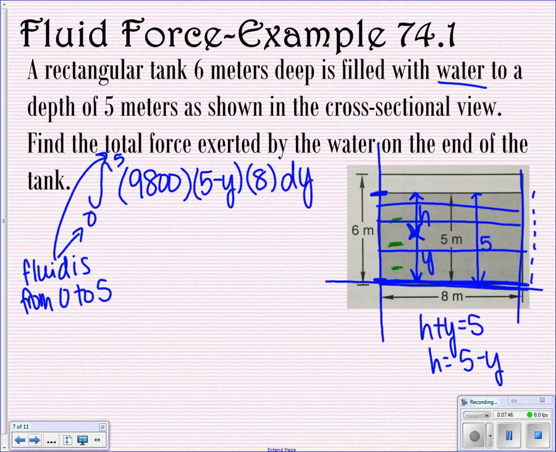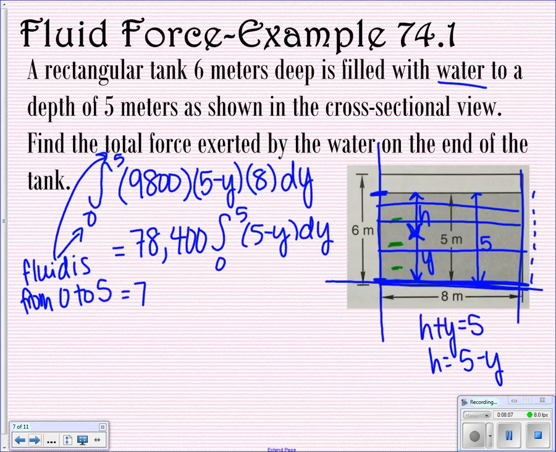So now what we're going to do, I'm going to go ahead and pull out the 9,800 and the 8, multiply those two together. 78,400, and then we're going to integrate 5 minus Y with respect to Y. So if you integrate that, you'll have 5Y minus 1/2 Y squared from 5 to 0.